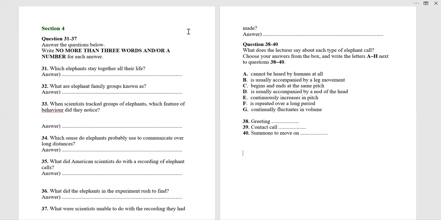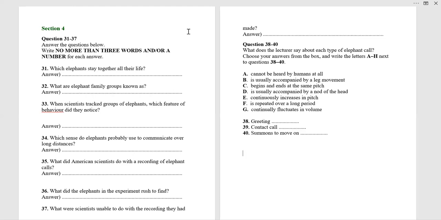What the elephants in the experiment rushed to find, in the same 35 question, when we get the answer, 36 is there as well. They rushed to find a female elephant when the scientist was broadcasting the call. And what have you written for 37? Nothing, I was mixed up with 36 and missed 37 as well. What were scientists unable to do with the recording they had made? The 37 answer is hear it. They were not able to hear that recording.